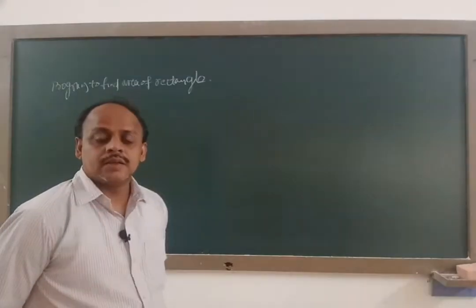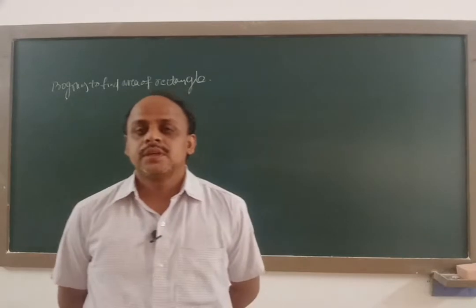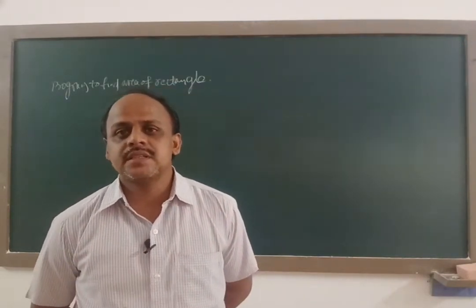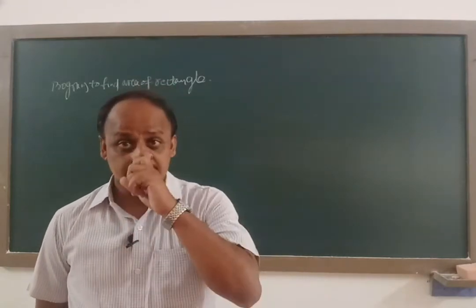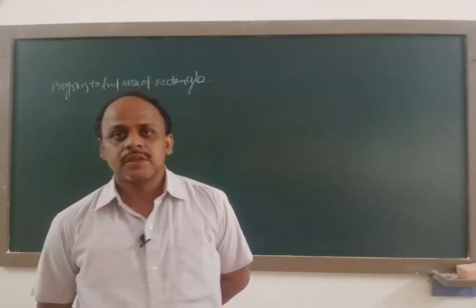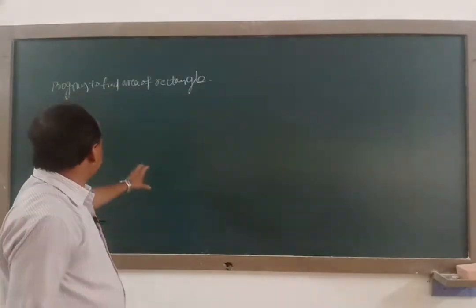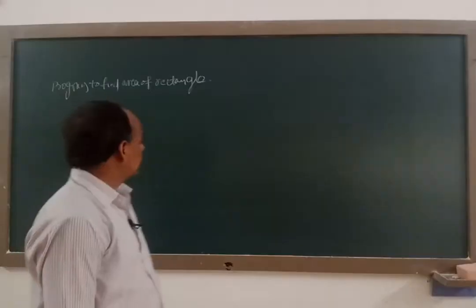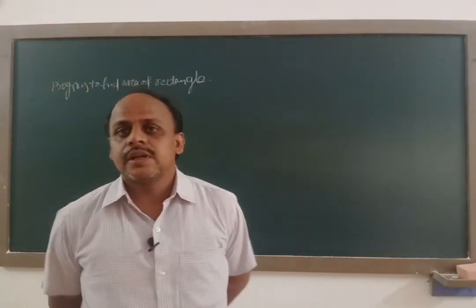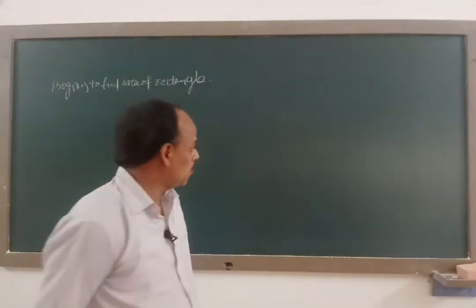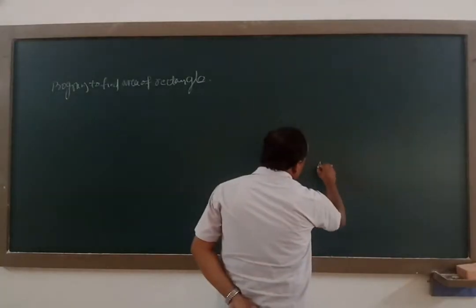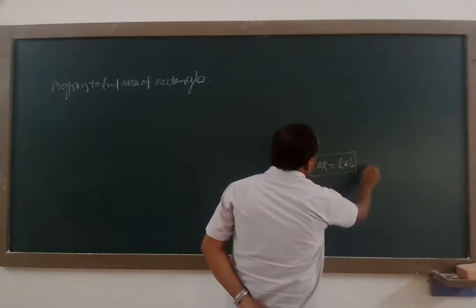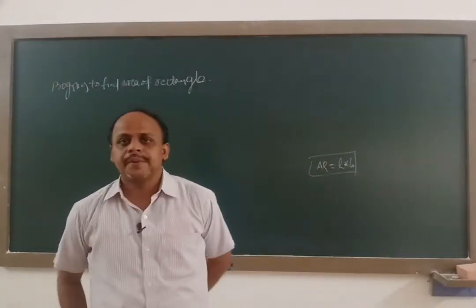Last class we wrote a program that is to accept a date and print a date using classes and object concept. Today we are going to try to write a program on this topic, that is we have to find area of rectangle. We know the formula, area of rectangle is equal to L into B, right? Length into breadth.